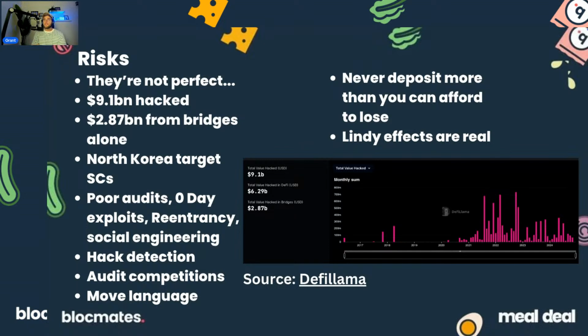But they're not great, and they're not perfect. Over 9.1 billion has been hacked from smart contracts. Over 2.87 billion alone has been hacked from bridges. That means if I'm on chain A and I want to go to chain B, usually there is a huge pot of liquidity in the middle that allows me to go from chain A to chain B with a specific asset.